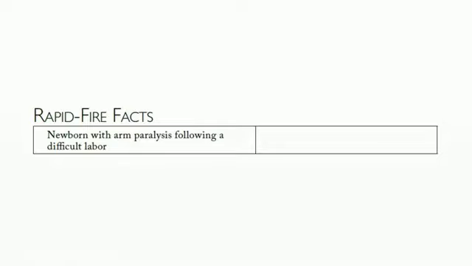We do have one rapid-fire fact. Newborn with arm paralysis following a difficult labor. Remember that dystocia, always think of Erb-Duchenne palsy.